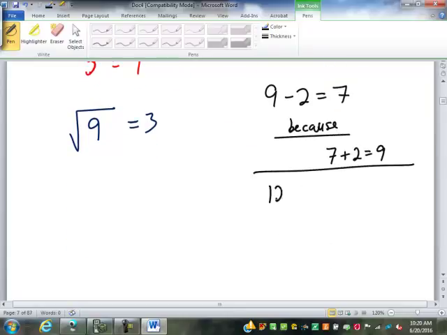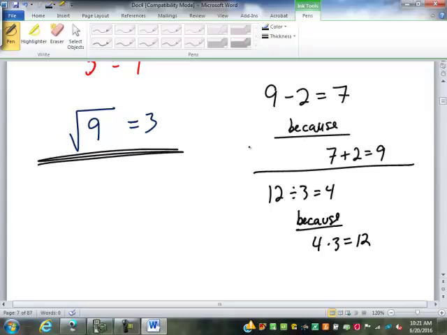Or 12 divided by 3 equals 4, because if you work it backwards, 4 times 3 equals 12. Well, the same thing goes here. The square root of 9 equals 3, because 3 squared equals 9.